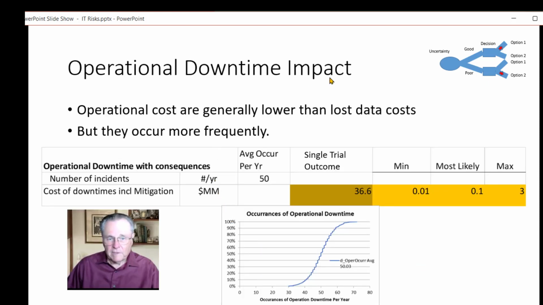And then we have the operational downtime impact. This even has a higher frequency of 50 and even a lower cost here. But when we start multiplying this range of costs, but having 50 of them a year on average, the cost is much higher. This is showing the number of occurrences of the operational downtime. You can see these little stair steps here. And in this simulation, it averaged to 50.03.